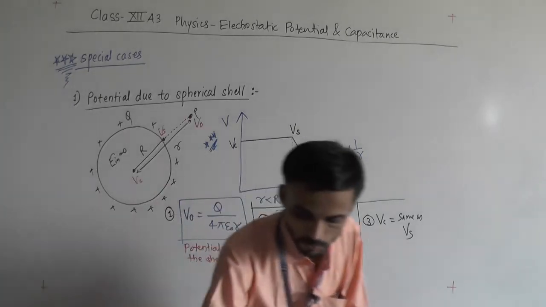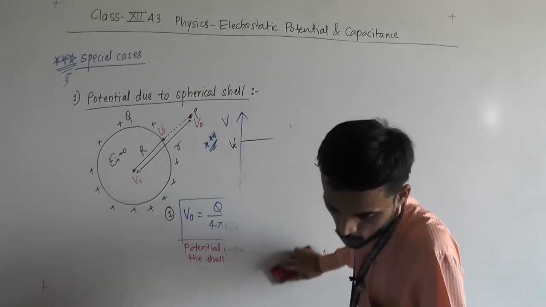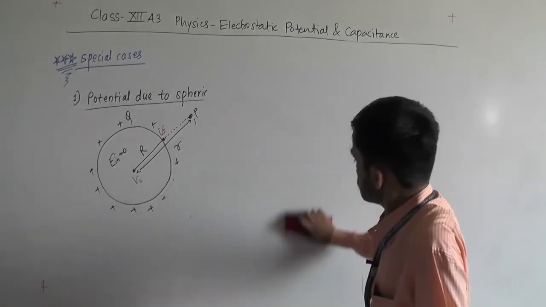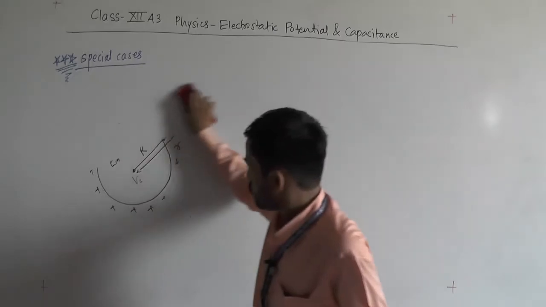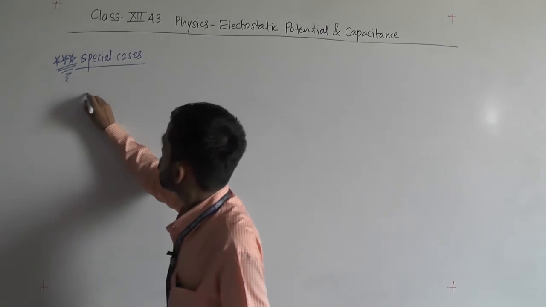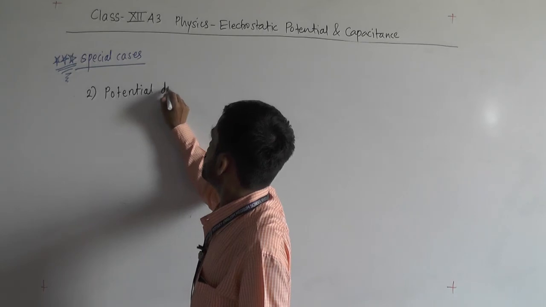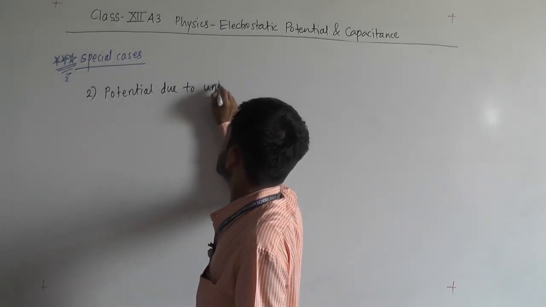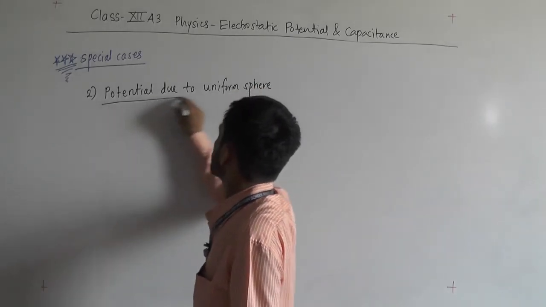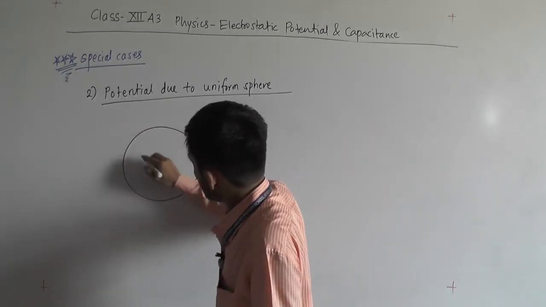Now we will go for the second case, that will be for solid sphere, uniform sphere of charge. Potential due to uniform sphere. Sphere means it is completely solid. Potential due to uniform sphere, charge Q. So for the sphere there is no problem, draw a sphere like this.